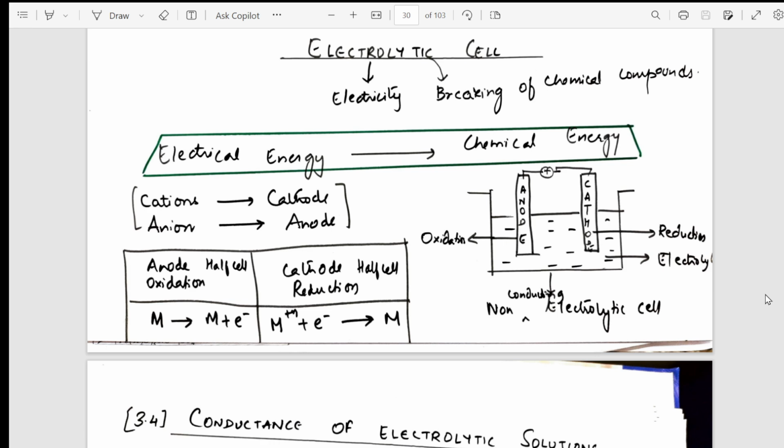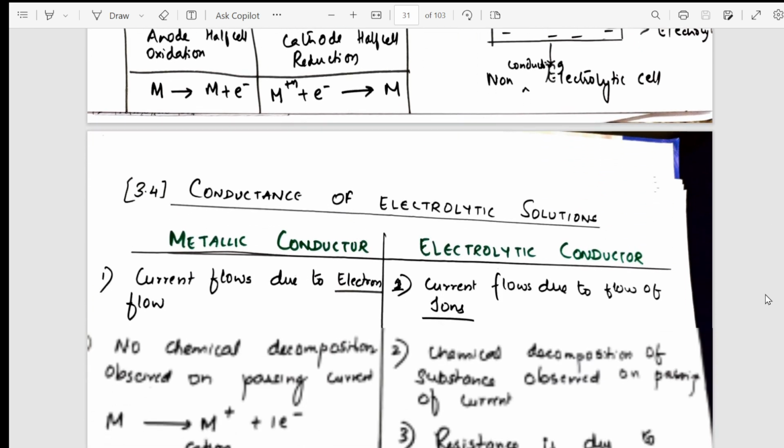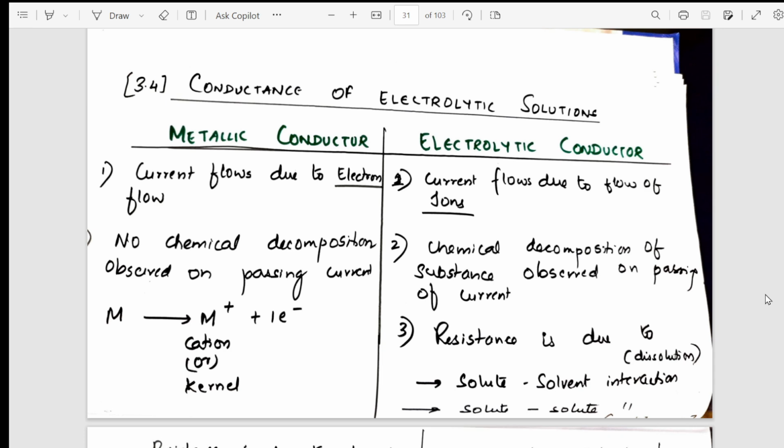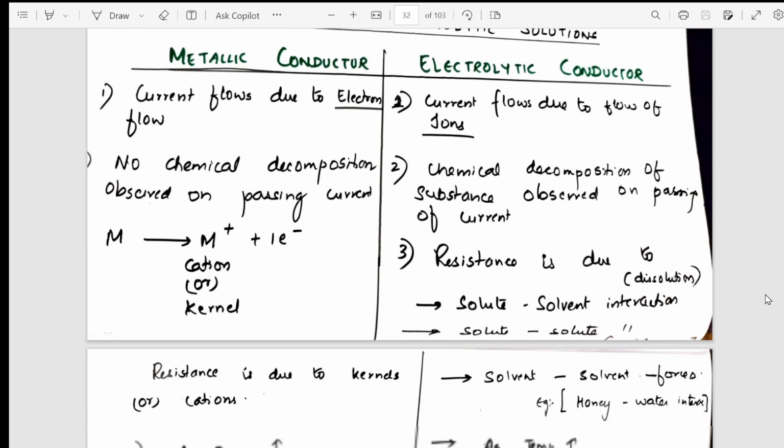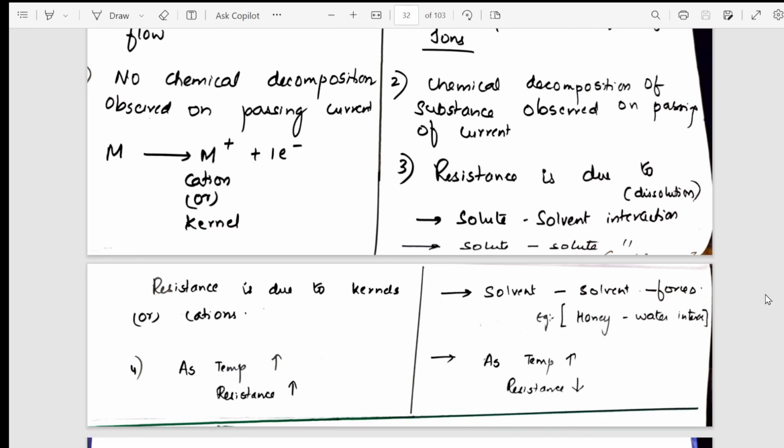Once you study this, the concept of conductance is very important, because you get the maximum numericals on conductance. So I think you'll be getting the following types of questions from this. Here I have given the different types of conductors, metallic and electrolytic. Gradually from there, I have taken you into the differences between them.